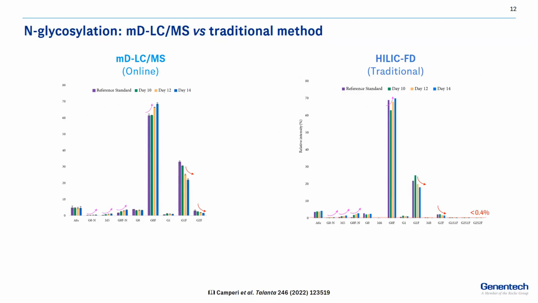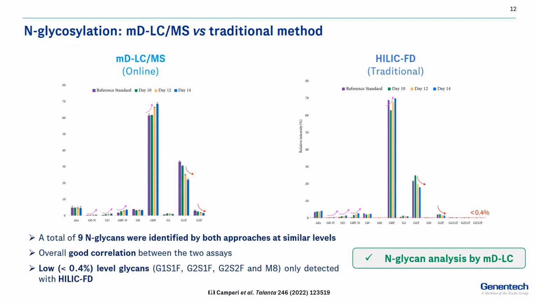The ability of multidimensional LC-MS to monitor changes in the glycan profile for the mAb was then evaluated relative to the standard offline procedure, HILIC fluorescence. A total of 9 N-glycans were identified by both approaches at similar levels. Overall, good correlation between the two assays was obtained, but low-level glycans of less than 0.4% were only detected with the HILIC assay. However, N-glycan analysis by multidimensional LC shows really satisfactory results.